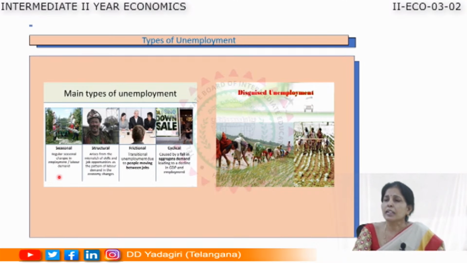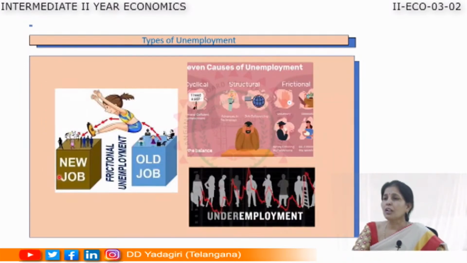The next one is seasonal unemployment. This is again basically in the agriculture sector. Agriculture activities are based on the monsoons or the rainfall, and during the off season, agriculture activities are slightly difficult to take on, and that may lead to seasonal unemployment. The next one is frictional unemployment. That is a person moving from the old job to a new job.